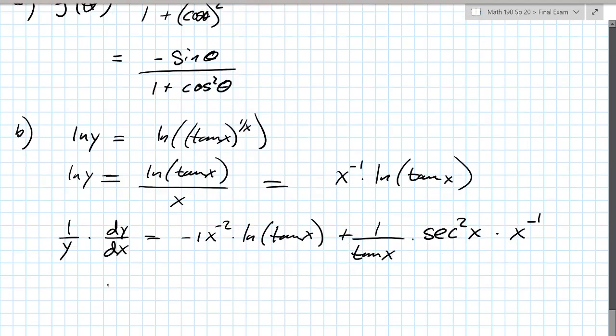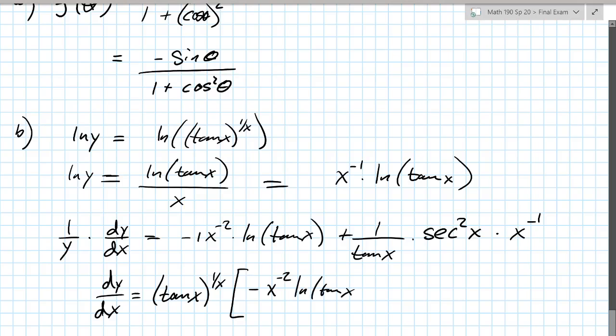We need to solve this for dy dx by multiplying both sides by y. What was our original y? Our original y was tangent of x to the 1 over x power. So you've got tangent of x to the 1 over x times negative x to the negative 2 ln of tan x plus, and I'm just going to rewrite this with the x to the negative 1 in front of the secant squared.